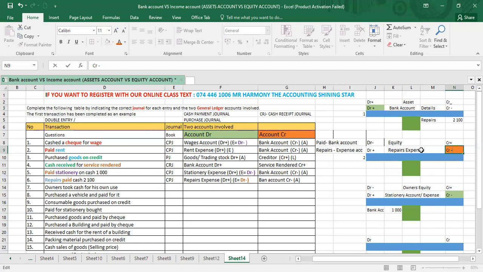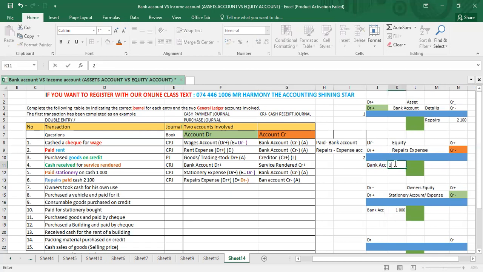So we are saying this repairs. How did we pay for this repairs? We paid this repairs by using the money in the bank account. Can you see? How much did we take from the bank account by paying this repairs? We took 2,100. You are done with your double entry. The first account is being credited, which is bank, by repairs, and then the repairs account is being debited by bank, which is 2,100. Right, you are done.